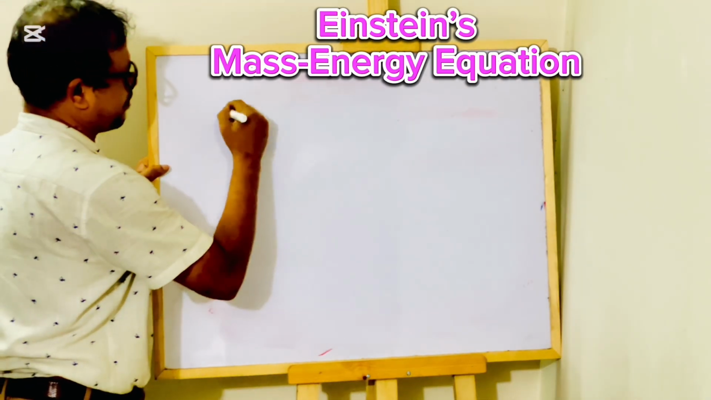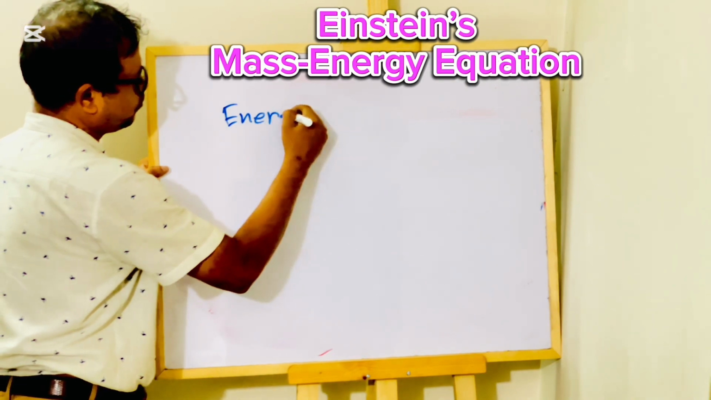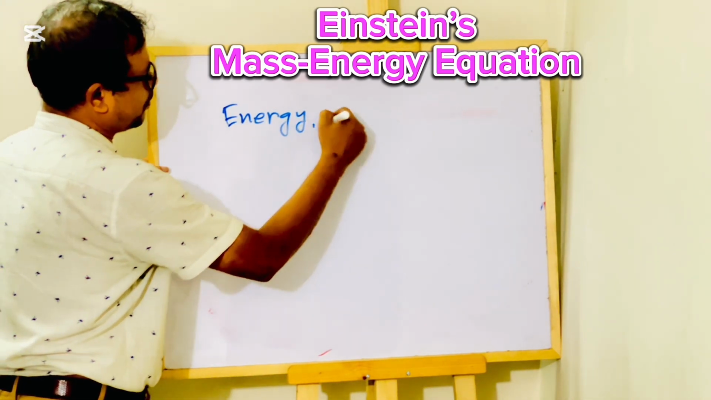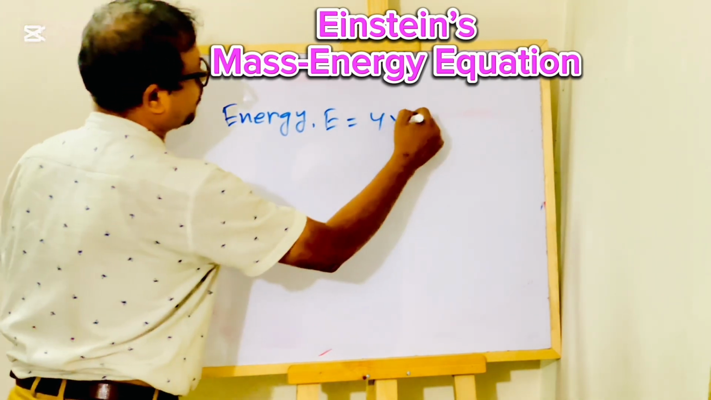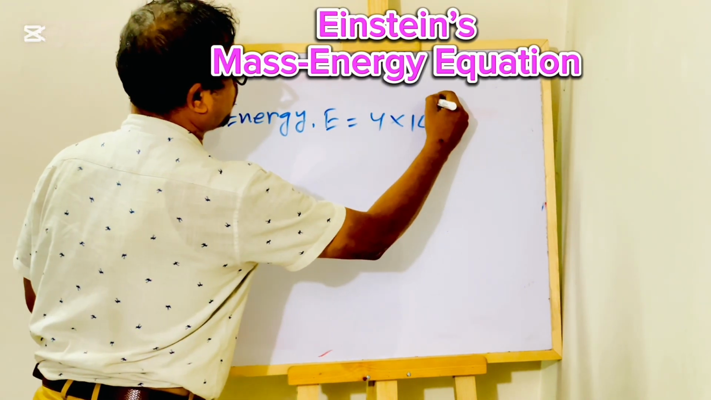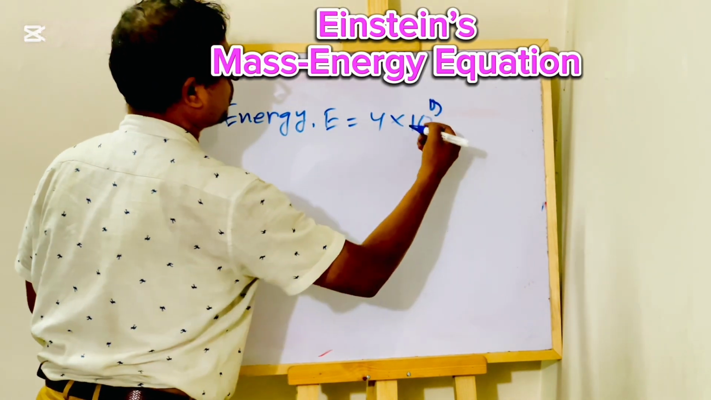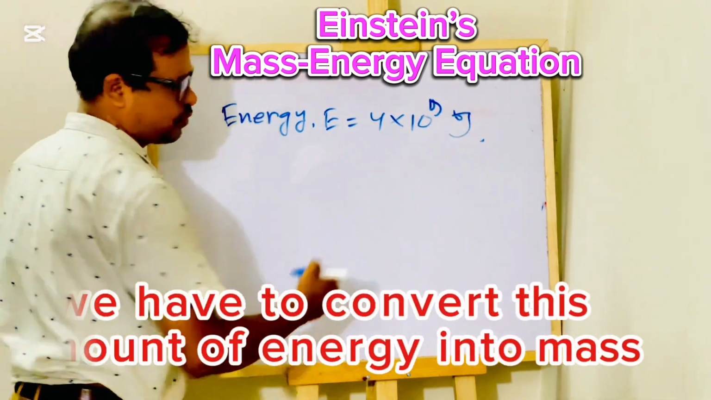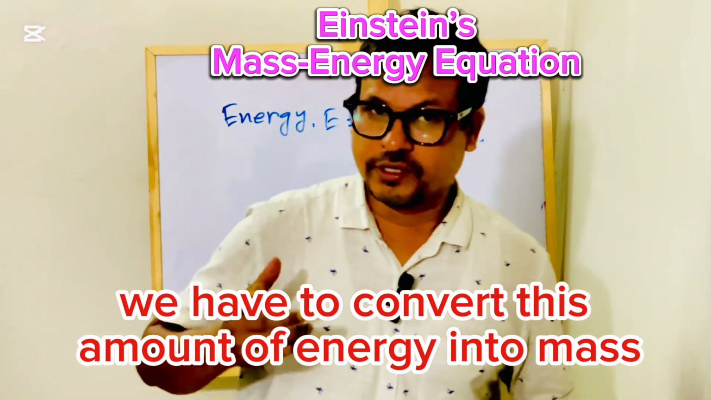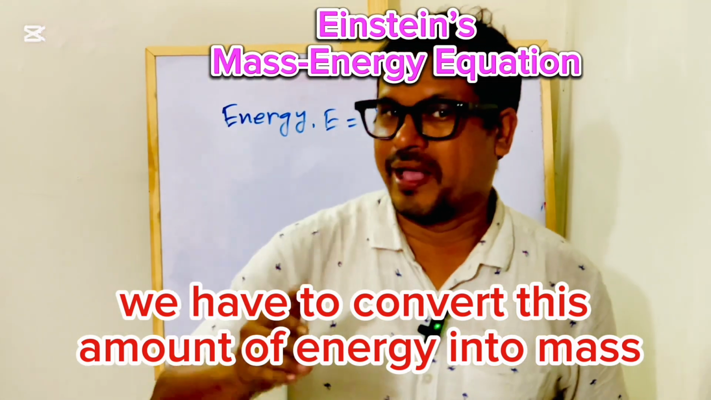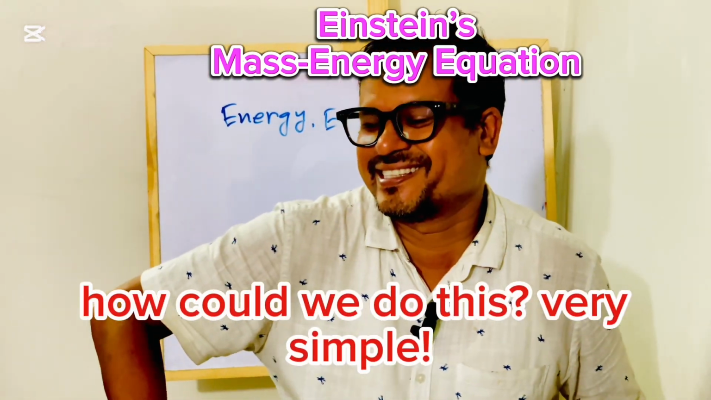Okay, energy. Suppose the energy amount is 4 into 10 to the power 9 joule. We have to convert this amount of energy into mass. How could we do this? Very simple.